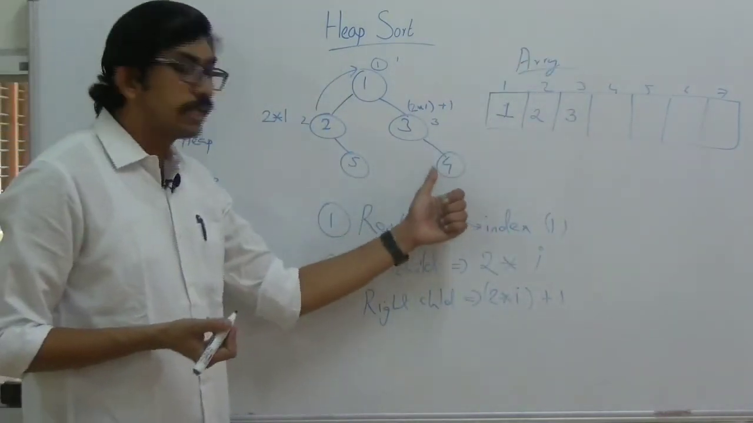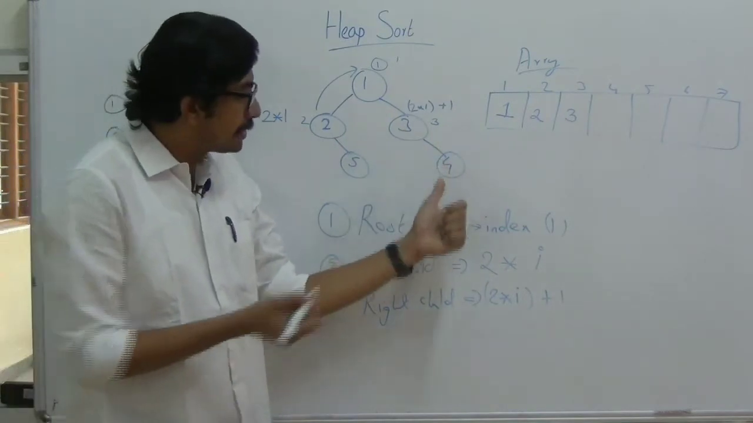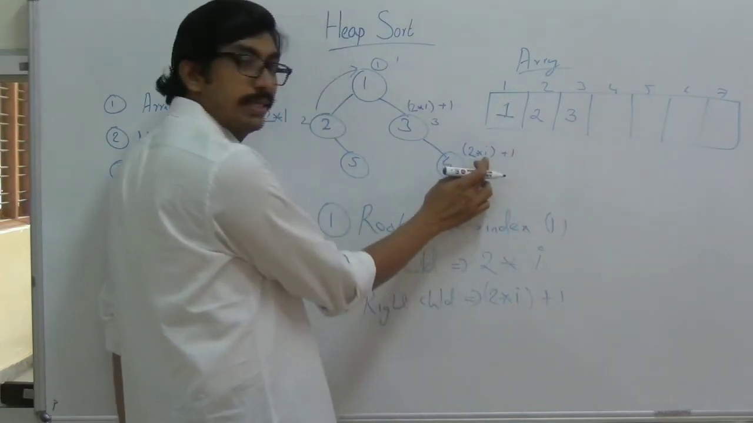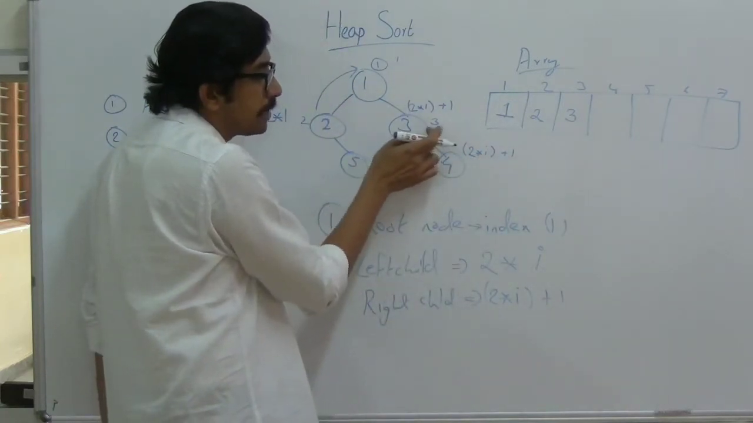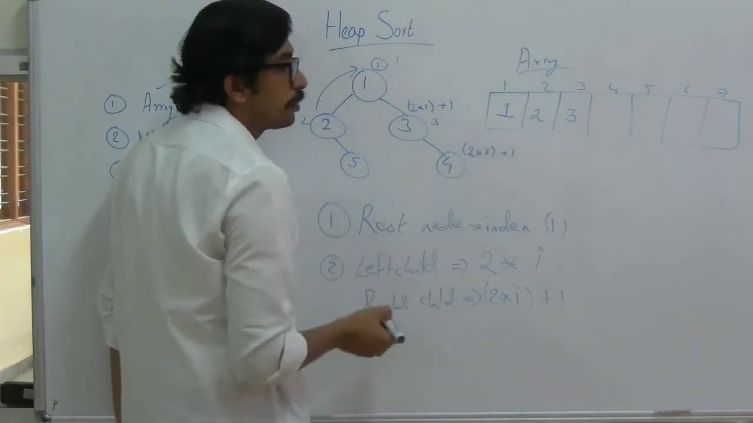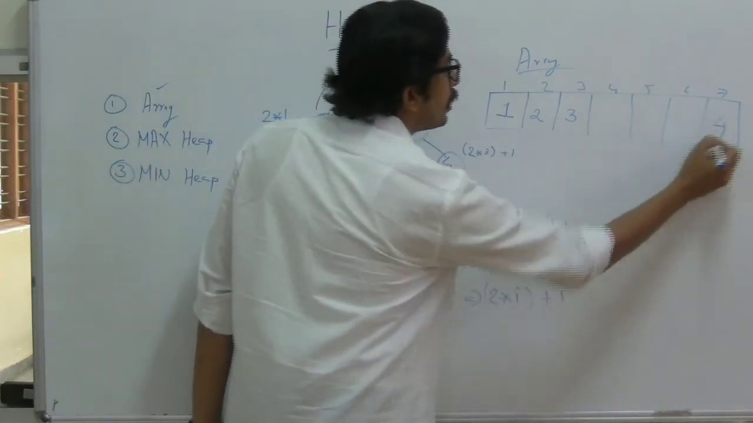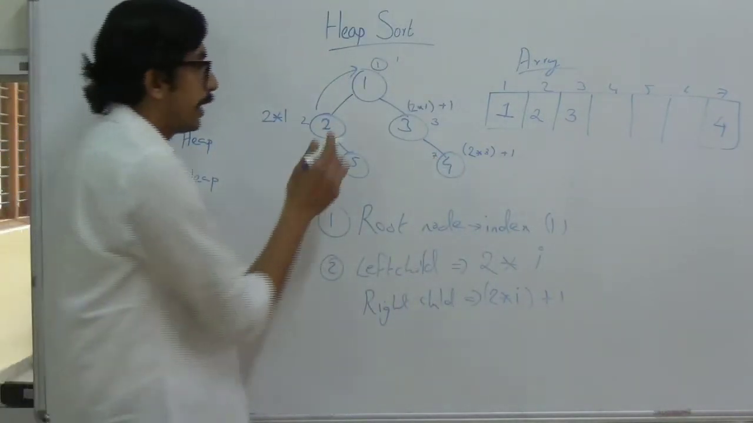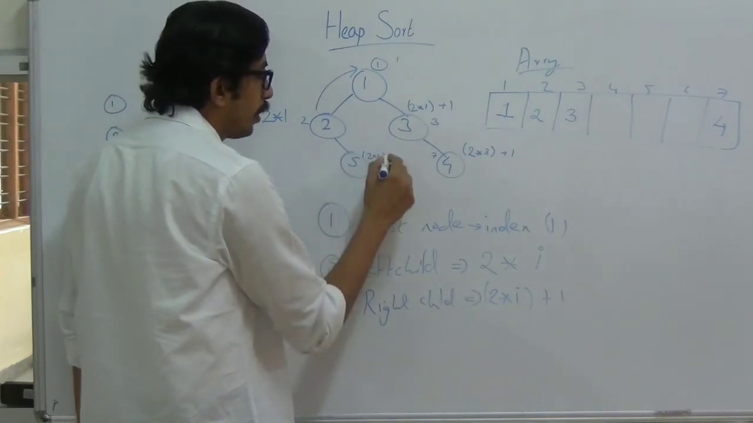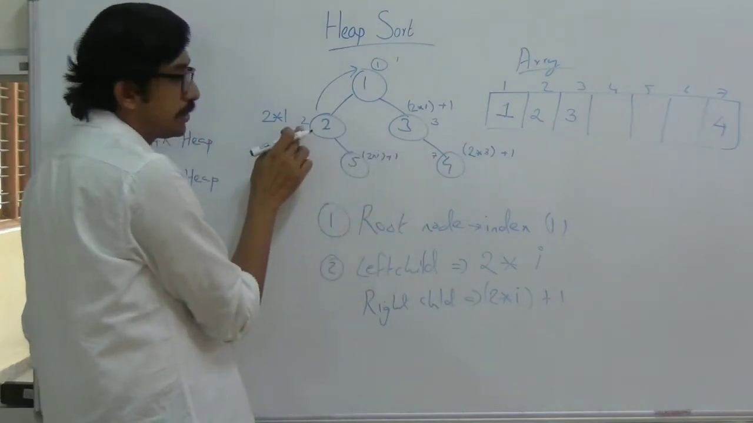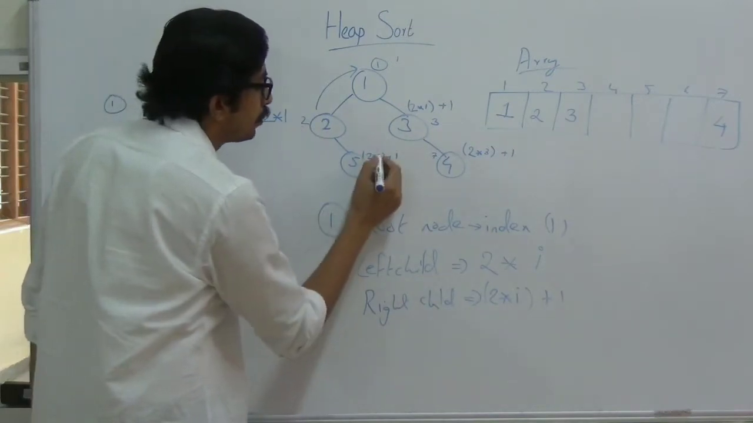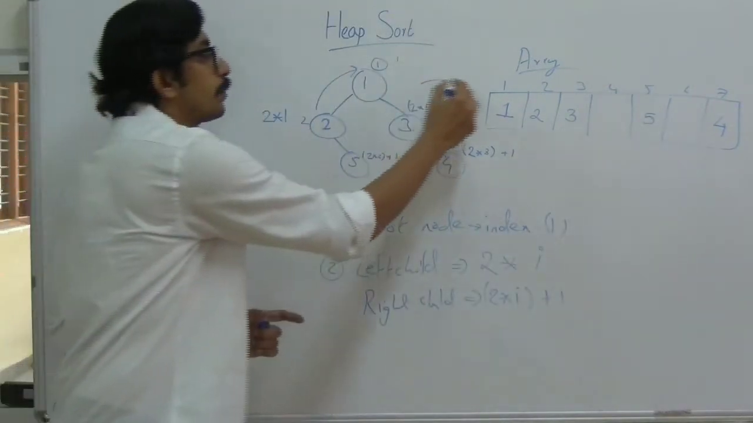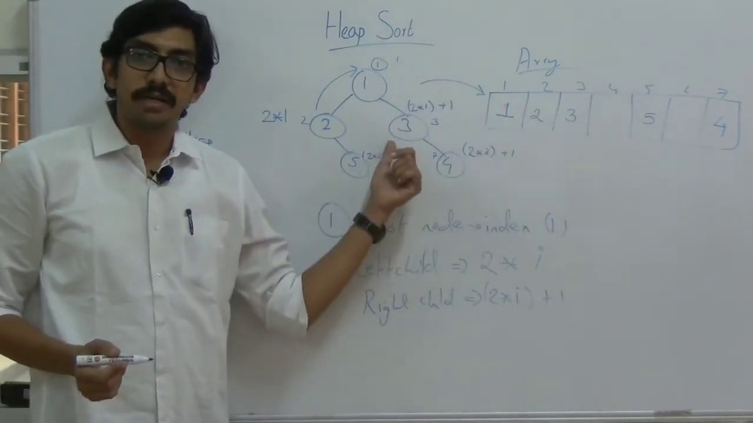Now suppose we have to check the index position of 4, it is the right side. So the formula is 2 into I plus 1, where I is the index position of its parent, that is 3. So it will be 2 into 3 plus 1, which means 4 will be in index position 7. What about 5? Again it is the right side. So 2 into I plus 1, where I is the index position of its parent, which is 2. So 2 into 2 plus 1, which means 5. So this will be the equivalent array representation of this binary tree.